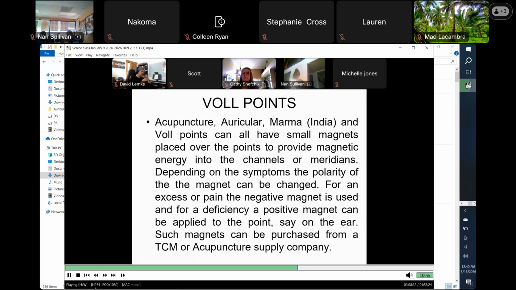Acupuncture, auricular, marma, India, and Vol points can all have small magnets placed over the points to provide magnetic energy into the channels or meridians. Depending on the symptoms, the polarity of the magnet can be changed. For an excess or pain, the negative magnet is used. And for a deficiency, a positive magnet can be applied to the point. Stay on the ear. Such magnets can be purchased from a TCM or acupuncture supply company.